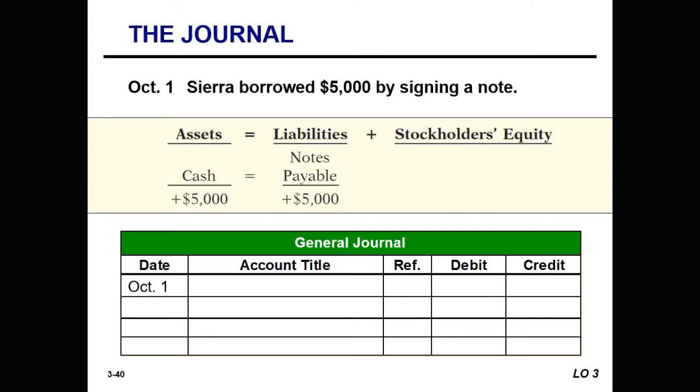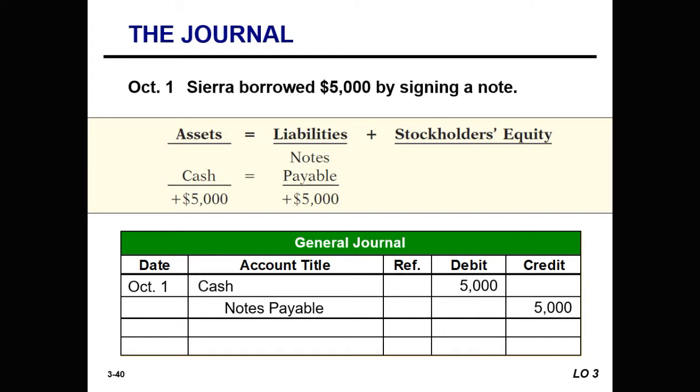An increase to an asset account is through a debit. An asset account should have a normal balance of a debit. So we enter the account title, cash, and in the debit column we put the $5,000. We move to the next line and indent because this is our credit line. And we enter notes payable. We have the obligation now of $5,000. We increase that liability through a credit. Credits are the normal balance for liability accounts.